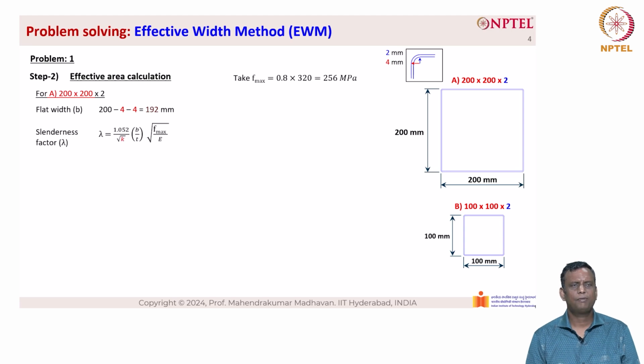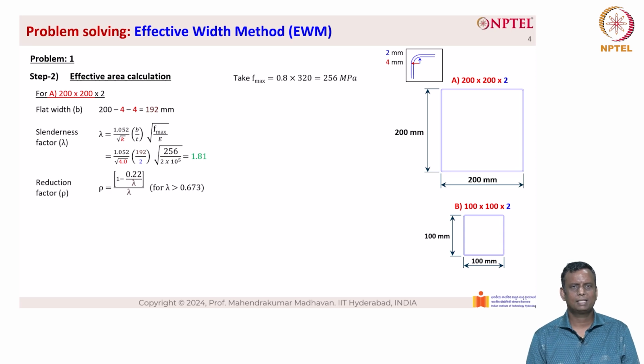So the slenderness factor is given as lambda equal to 1.052 divided by root k, into b by t, into root of f max by E. Here f max is the maximum stress that is allowed. Hence, here f max is equal to 80% of the yield, which is 0.8 into 320, which is equal to 256 MPa. So when we substitute that value of f max equal to 256 MPa and k as 4.0, because all four sides are simply supported, we get a value of lambda equal to 1.81.